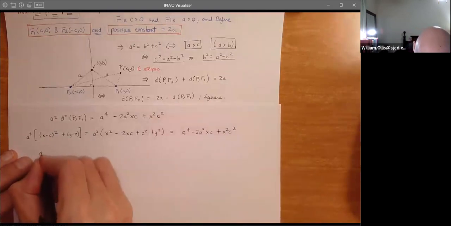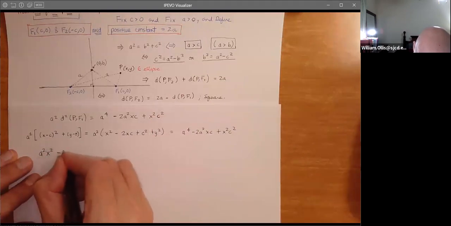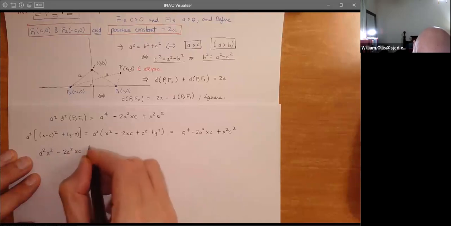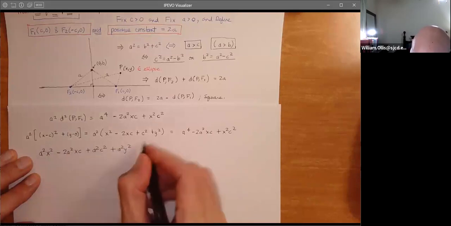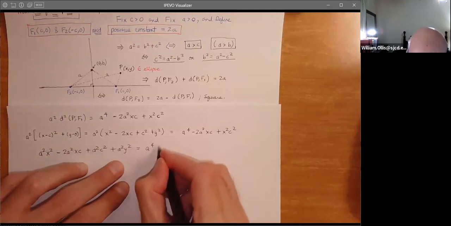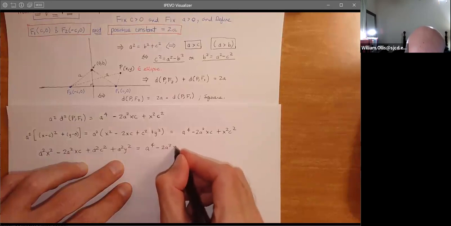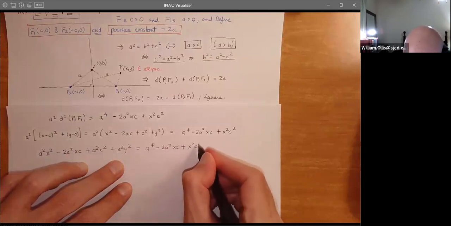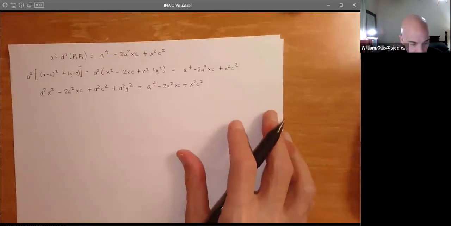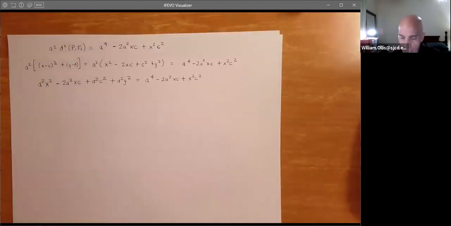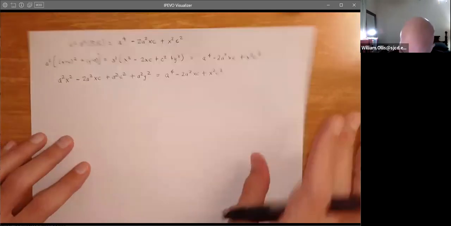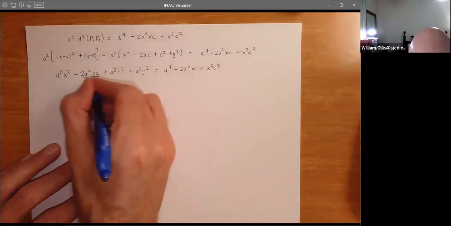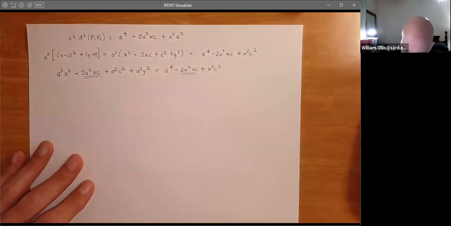So now multiply this out: a squared x squared minus 2a squared xc plus a squared c squared plus a squared y squared equals a to the 4th minus 2a squared xc plus x squared c squared. So now when you look at all of this, you're thinking, okay, we're home free. We're thinking how this would have been kind of difficult if we didn't have all those other terms to absorb. So now notice these guys are gone. The minus 2a squared xc hit the road.